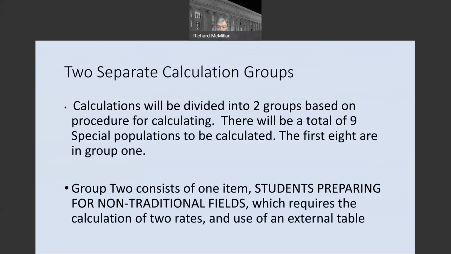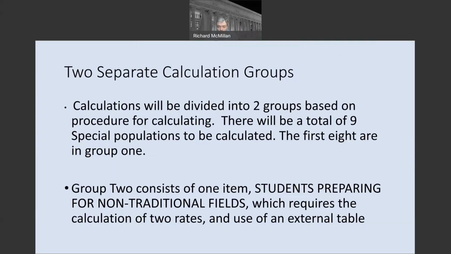Two separate calculation groups. Calculations will be divided into two groups based on procedure for calculating. There'll be a total of 9 special populations to be calculated. The first 8 are in group 1. And in group 2, there is one item, students preparing for non-traditional fields, which requires the calculation of 2 rates and use of an external table.